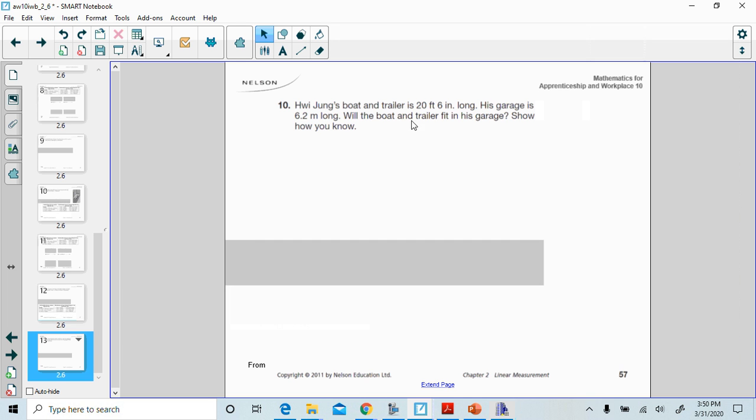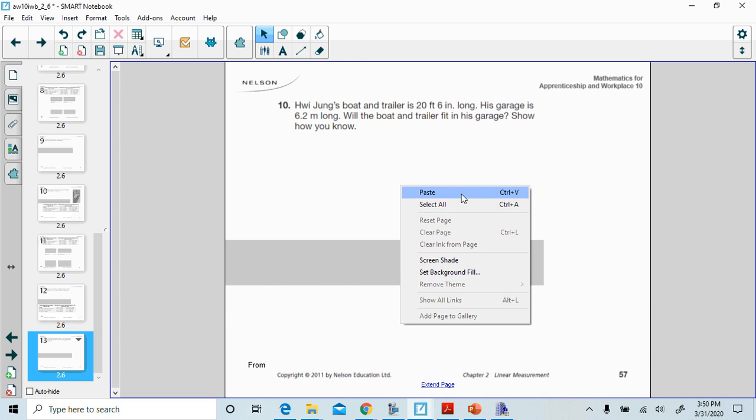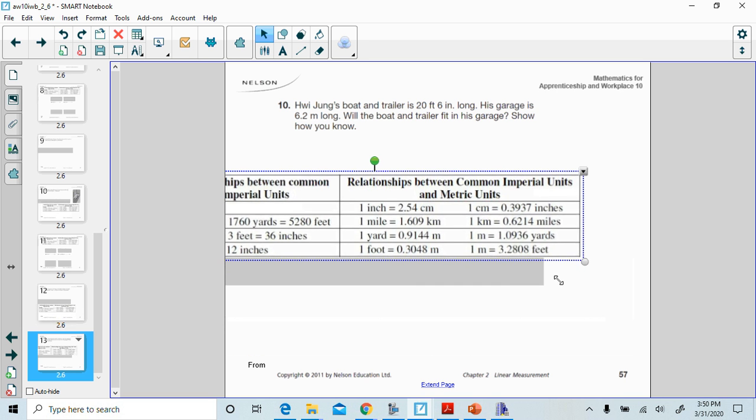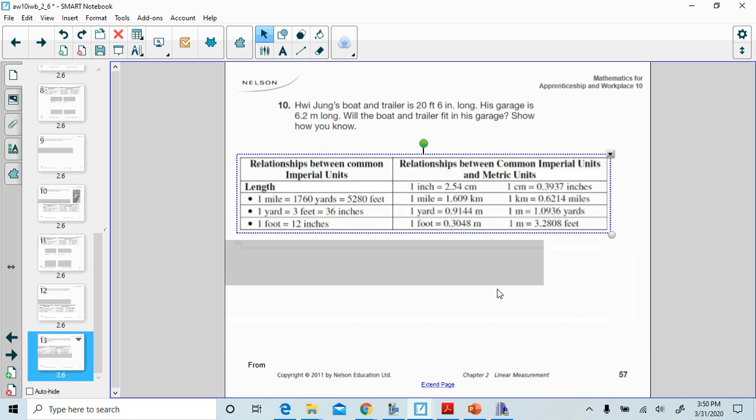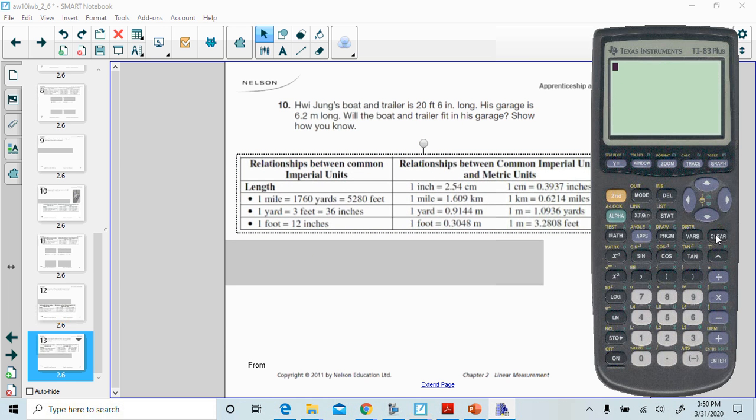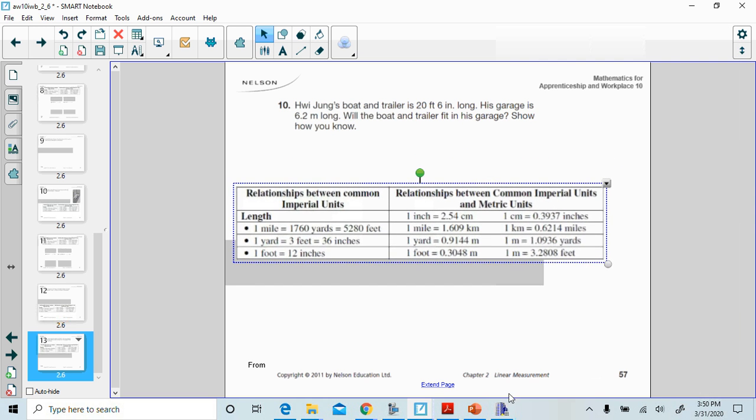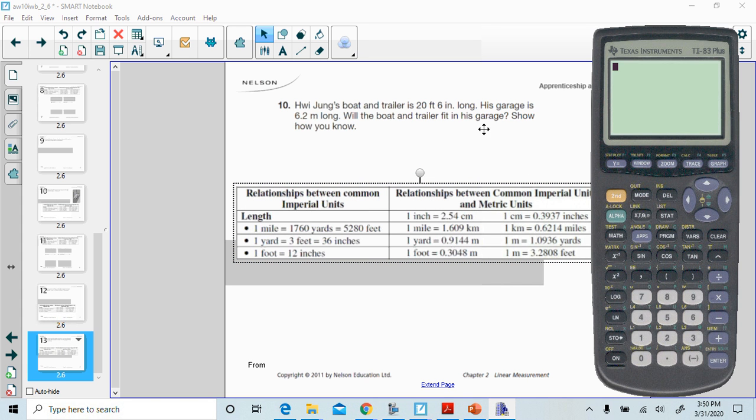Next one. Looking at a boat and trailer, trying to fit this into a garage. The idea is, will the boat and trailer fit into the garage? So the boat and trailer combined is 20 feet 6 inches. The garage is 6.2 meters. So we need to figure out, again, which converter are we going to use, and how are we going to go about doing that. So let's make the feet and inches into meters so that we can see if it fits within the garage.